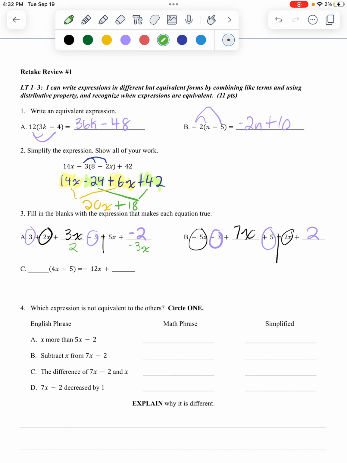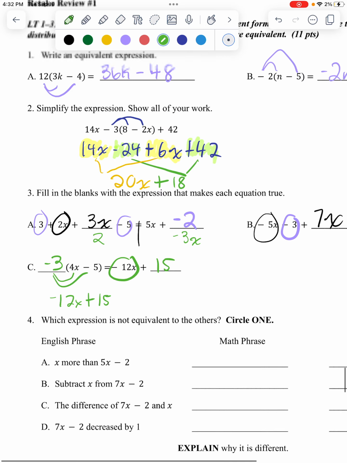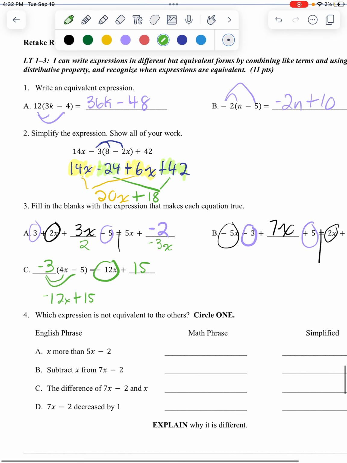Now here's a little bit different. Letter C. We have a negative 12x here, and we have a blank space to multiply this parentheses by. Well, I know that to get negative 12 with 4, I'm going to multiply by negative 3. Okay. So now when I do that, I get negative 12x, but plus 15 when I distribute. So I need to have a 15 here. That one's done more with the distributive property.